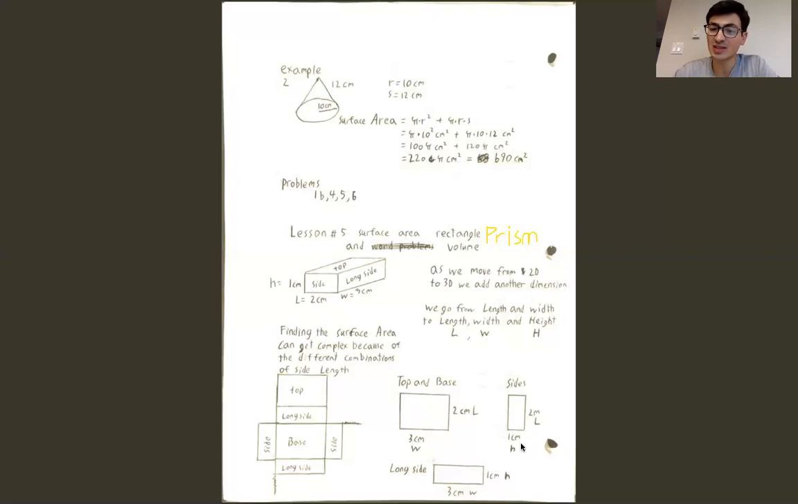Looking at my sides now, here we have one length being defined by our height, which is 1 centimeter, and the other length being defined by our length, 2 centimeters. So we have a 1 centimeter by 2 centimeter rectangle. Lastly, we have our long side here. Again, we have our height defining one side of the rectangle and our width defining the other side of the rectangle. So it's going to be 1 centimeter by 3 centimeters.